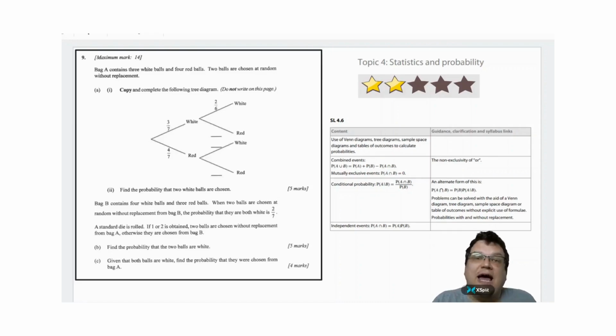You can see section A is all about a probability tree, should be fairly straightforward. Section B deals with, again, just having to make your own tree here really. And then section C is the conditional probability. Let's go through these one by one and see how we get on.